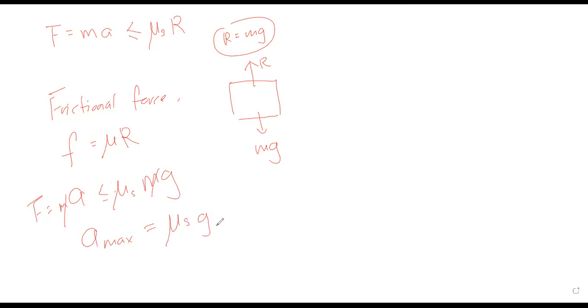Okay, so from here, given the limiting static friction, the coefficient of static friction between the box and the floor of the train is equal to 0.15. So that means a maximum will be equal to 0.15 times 9.81 m/s². So we get 0.15 times 9.81, so the maximum acceleration is equal to 1.4715 m/s².